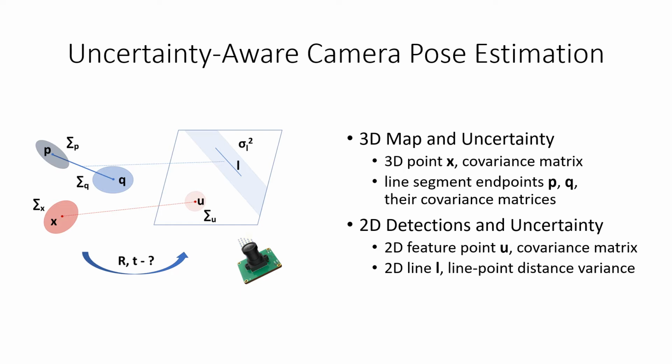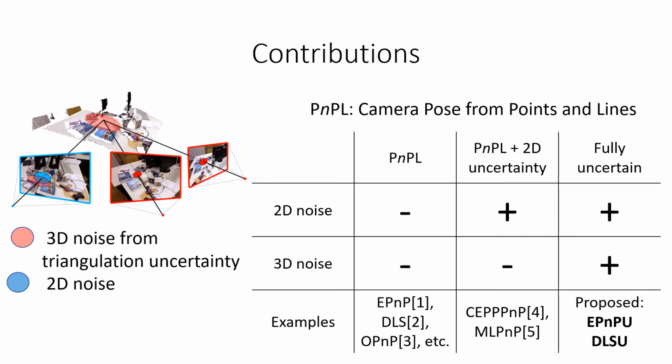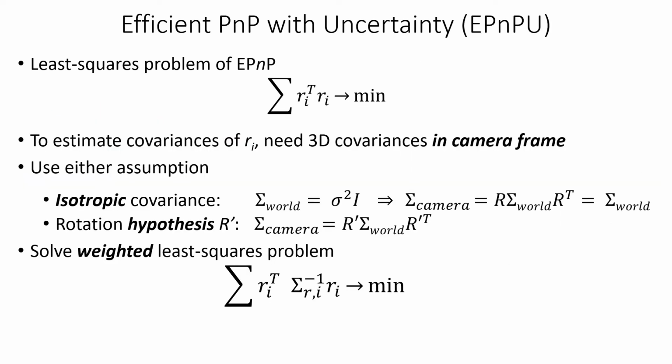In this work, we present algorithms for camera pose estimation from 2D-3D feature correspondences, where both 2D feature detections and 3D feature locations are assumed to have different uncertainty given in the form of covariance matrices. Our methods can use only point or point plus line feature sets, while before only 2D uncertainty was considered, just for points. We generalize the EPNP method to the fully uncertain setting.